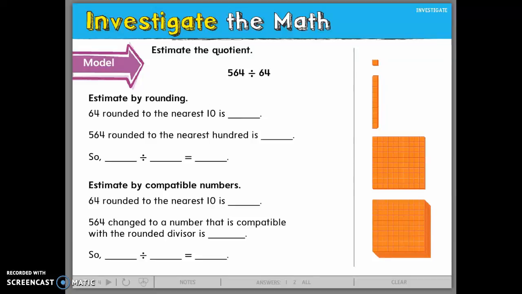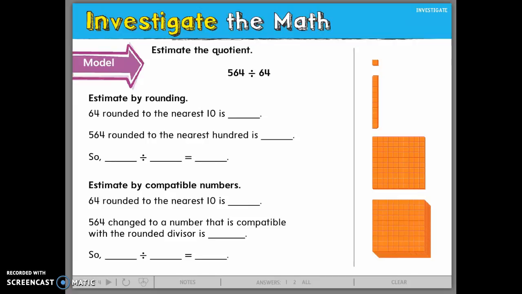Alright, so today's lesson is about estimating quotients that have two-digit divisors. So take a look at our problem up here. It says 564 divided by 64. Well, 64 is our divisor, and it has two digits, so that's the type of problem that we're looking at. It's helpful to estimate these because that's going to help us find our real quotient in future lessons.